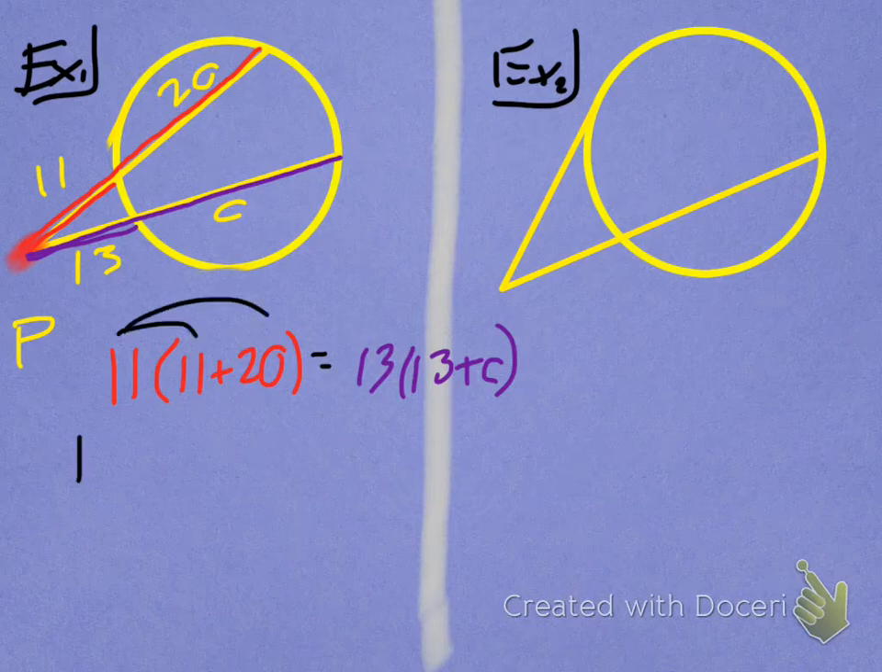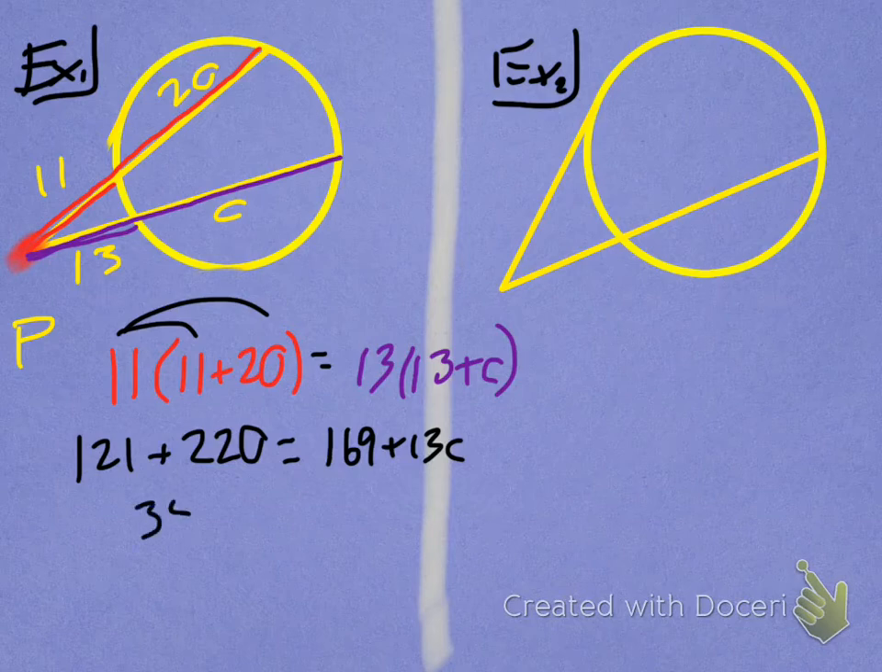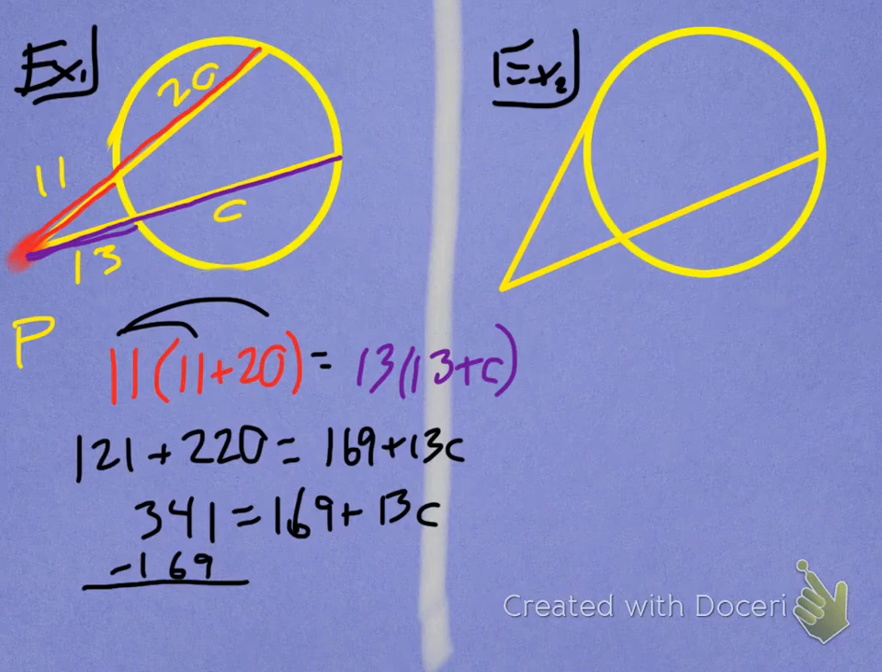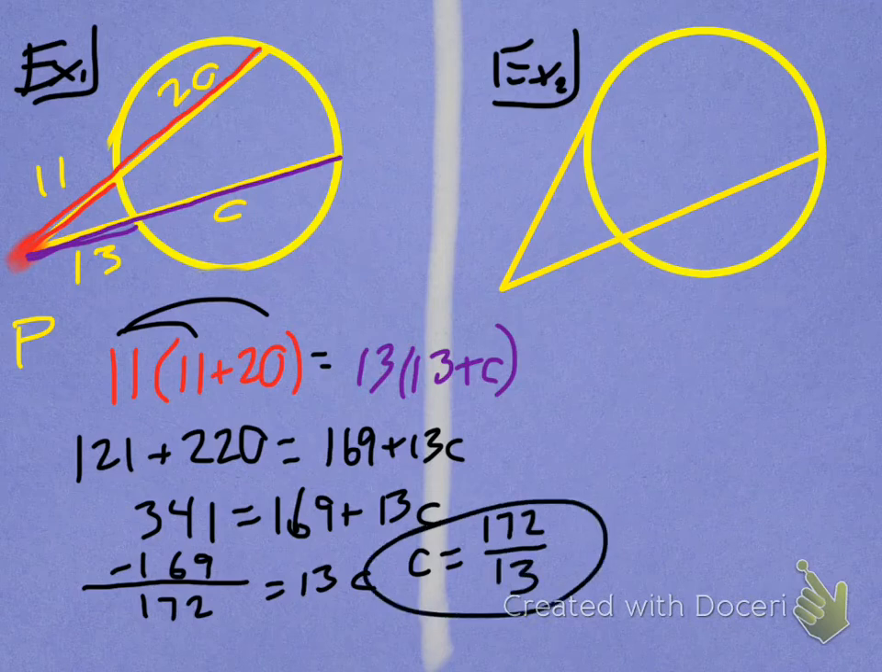If I distribute this through, 11 times 11 is 121. 11 times 20 is 220, equals 13 times 13 is 169 plus 13c, which this would give you 341 equals 169 plus 13c, right? Subtract 169 from both sides, minus 169. You would get 172 equals 13c, and you divide both sides by 13, you end up with c equals, let's just call it 172 over 13, because 13 doesn't go unevenly, so we'd be done. 172 over 13.